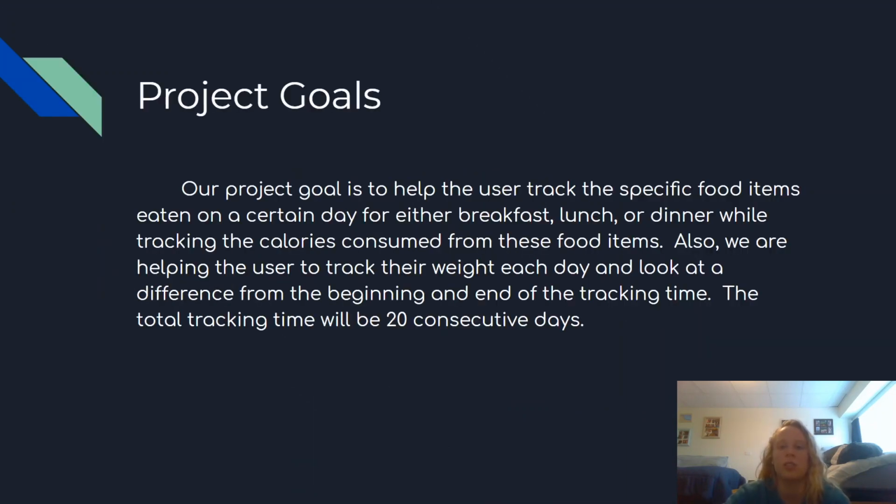These are our project goals and description. Our project goal was to find a way to help a user track specific food items for breakfast, lunch, and dinner, while also tracking the calories consumed for certain food items for each of the meals. Also, we're helping track the weight of the user on certain days and looking at the difference from the beginning and end of the tracking time, which is 20 consecutive days.